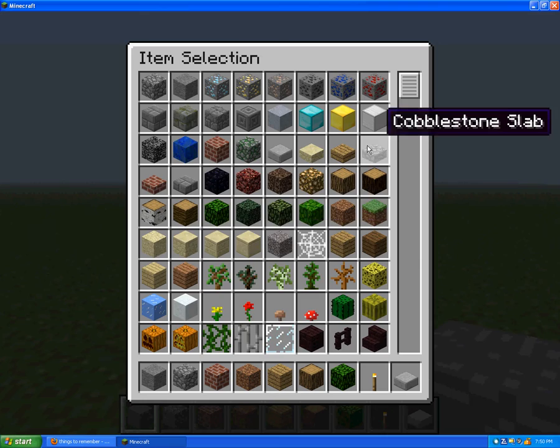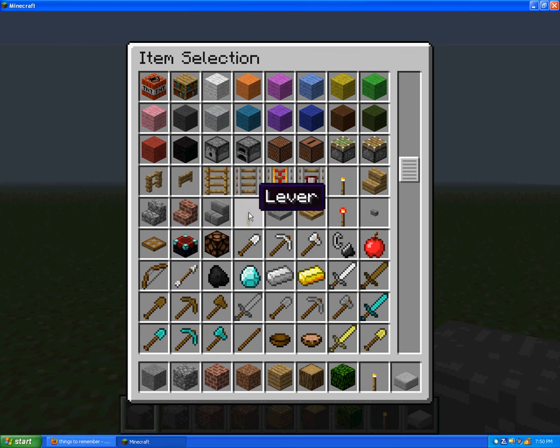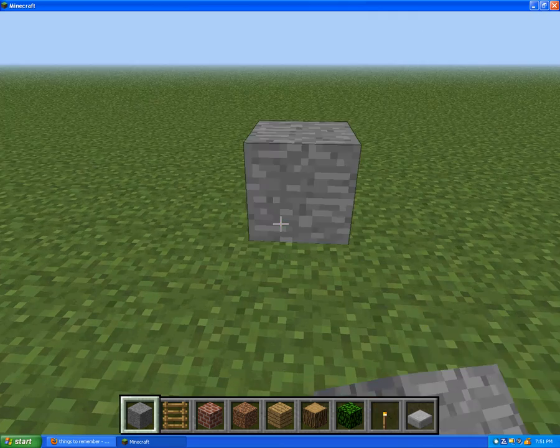Okay, this is a good frame rate. Yeah, this is an okay frame rate. It's better if you've seen my first Minecraft video I made. The frame rate was horrible.